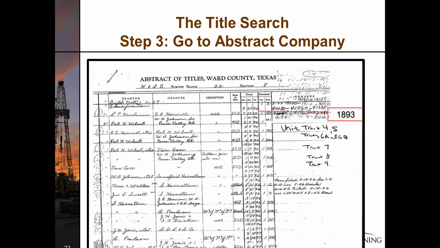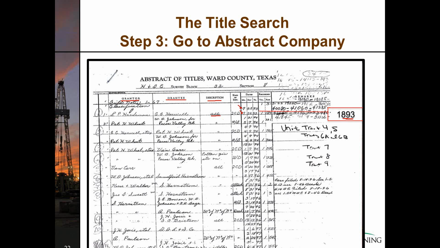So what I wanted to show you here is that you've got the grantor's name, the grantee's name, the description, which says all of H&ITC Survey Block 32, Section 8. And then it'll have the dates. This is the date that the instrument was signed, typically, and this is the recording date. This is 1893. Okay? And then it's going to give you every document from that point on.